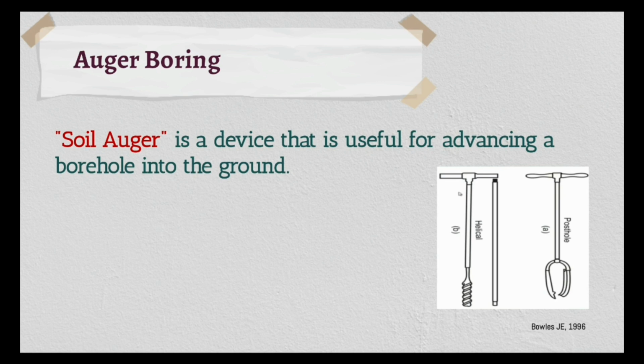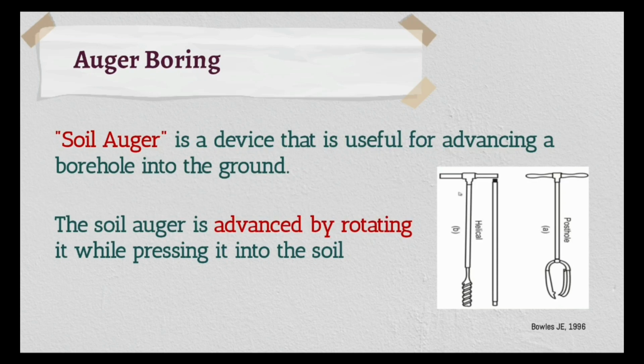First, let us see in brief what is meant by auger boring and how it is done. A soil auger is a device that is useful for advancing a borehole into the ground. You can see in the image the diagram of a soil auger. The soil auger is advanced by rotating it while pressing into the soil. That means while pushing into the soil itself, the auger is also rotating.